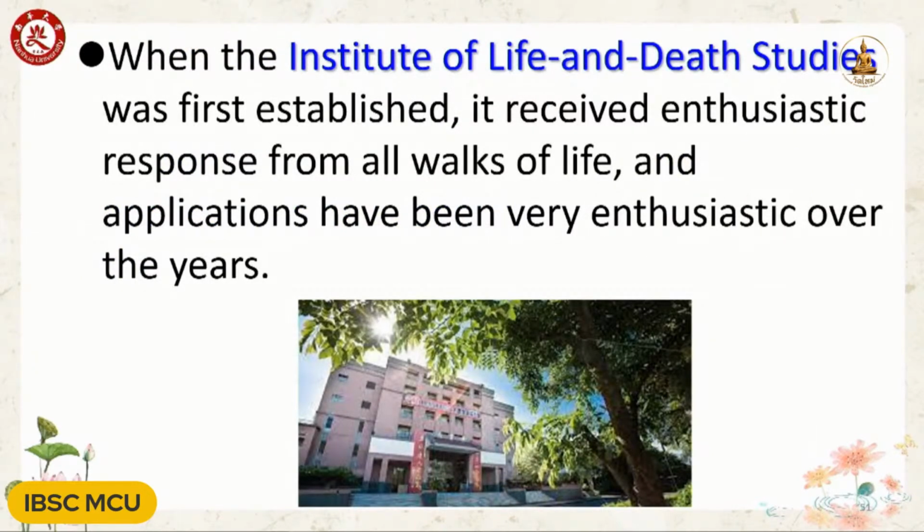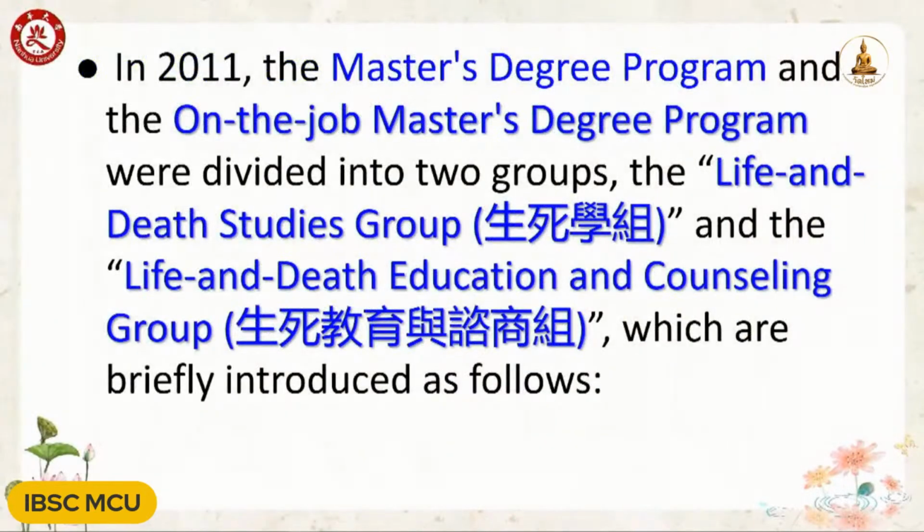So when our master program was first established, the response from society was very enthusiastic. There were many applications from different age groups and different academic fields. In 2011, the master degree program and the on-the-job master degree program were divided into two groups: the life and death study group and the life and death education and counseling group.